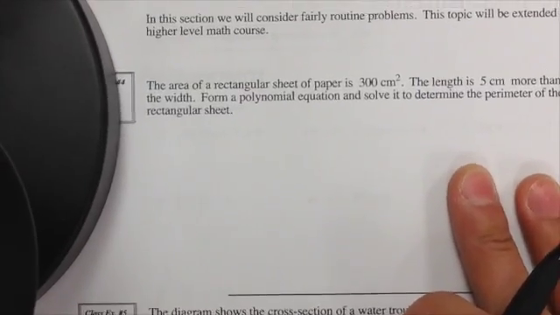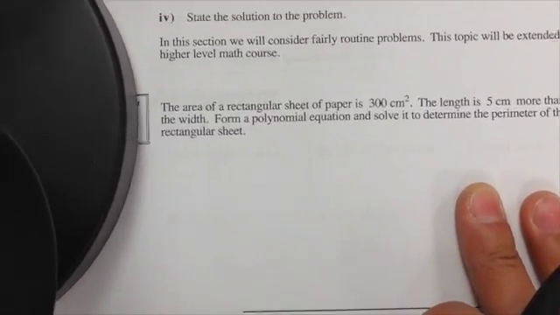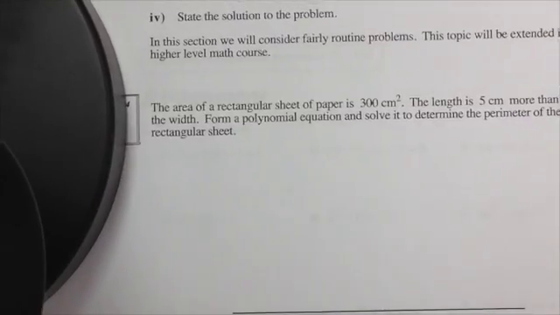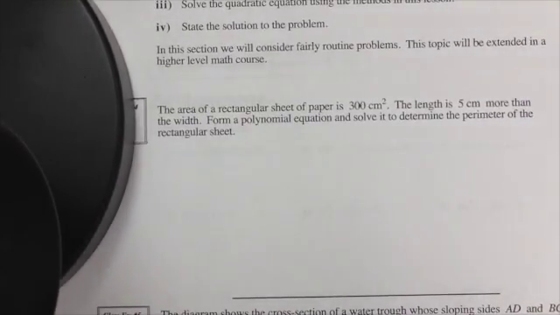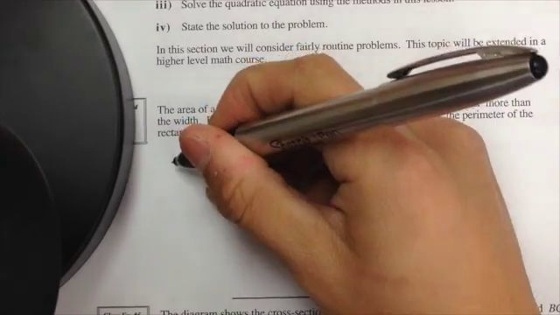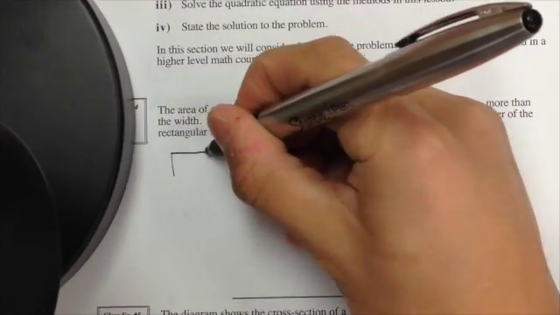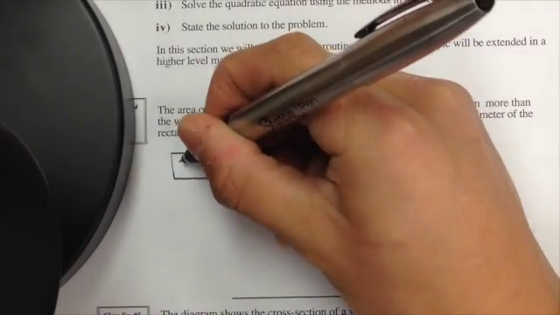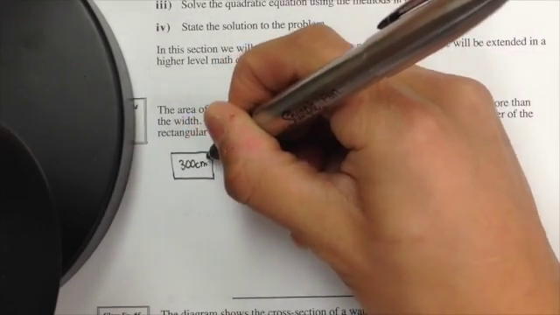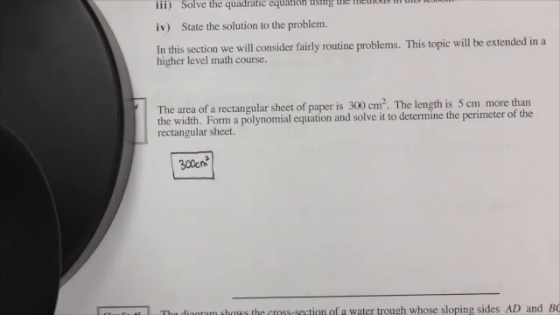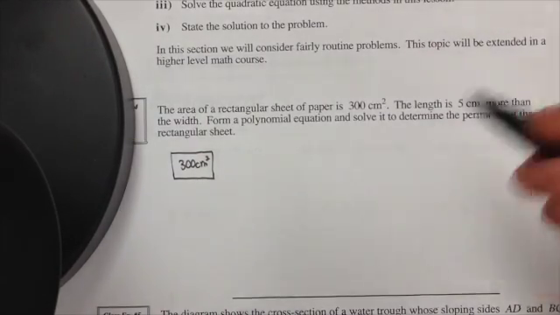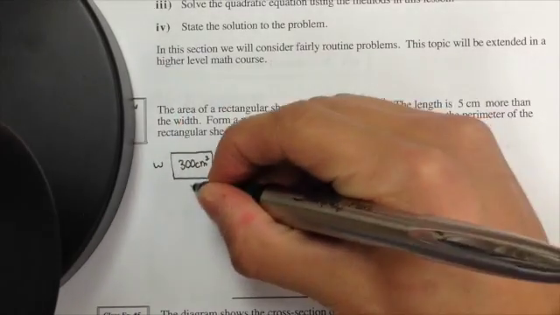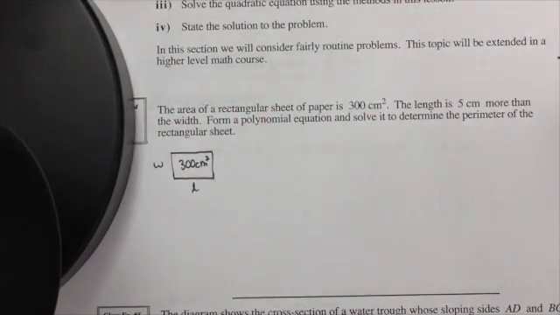Okay, so let's look at this example. The area of a rectangular sheet of paper is 300 centimeters squared. So we have a sheet of paper that's a rectangle, and the area of this is 300 centimeters squared. The length is 5 centimeters more than the width. Okay, so I'm going to call this my width, and this is my length.